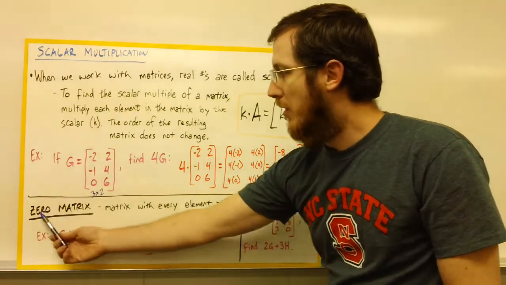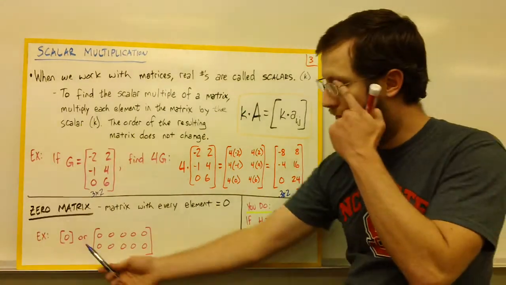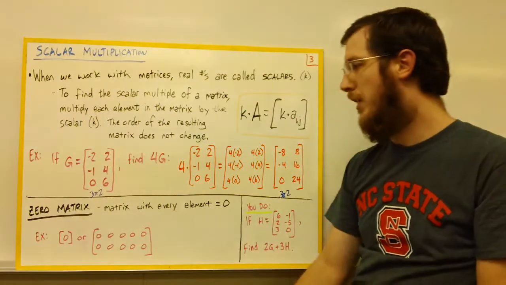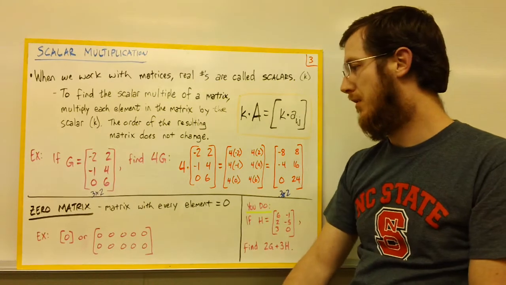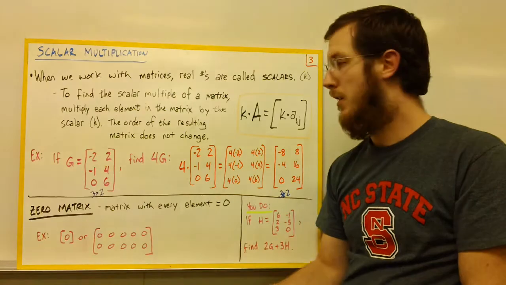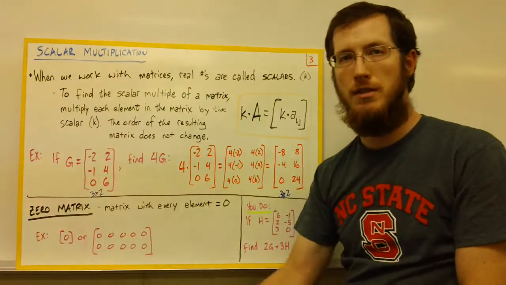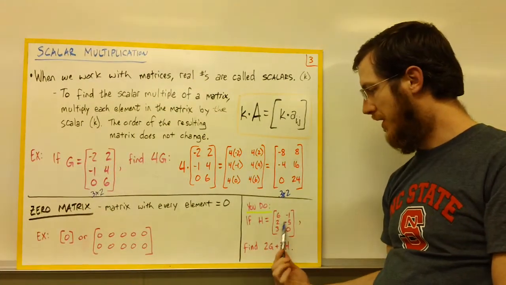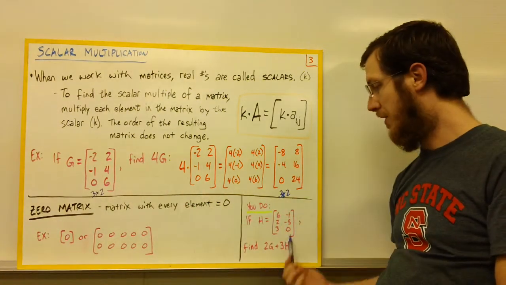Another vocabulary word is zero matrix. It is a matrix with every element equal to 0. Here's a couple examples. Here's a 1 by 1. Here's a 2 by 5. They can come in any dimensions as long as all of the elements are 0. If you add a zero matrix to any other matrix with the same order, it's not going to change the matrix that you're adding to, just like 5 plus 0 is still 5. In your notes, try this: if H is this matrix, find 2G, using the G up here, plus 3H.